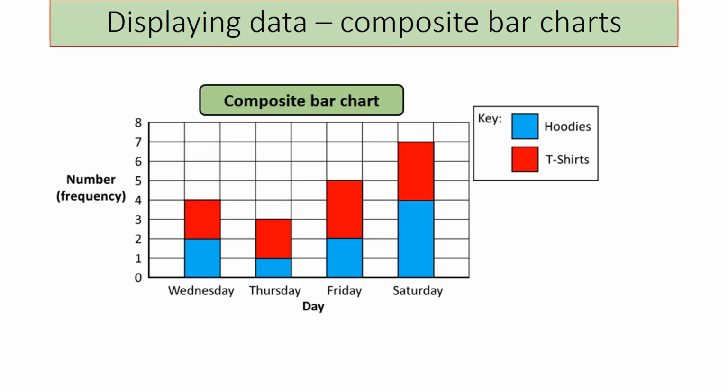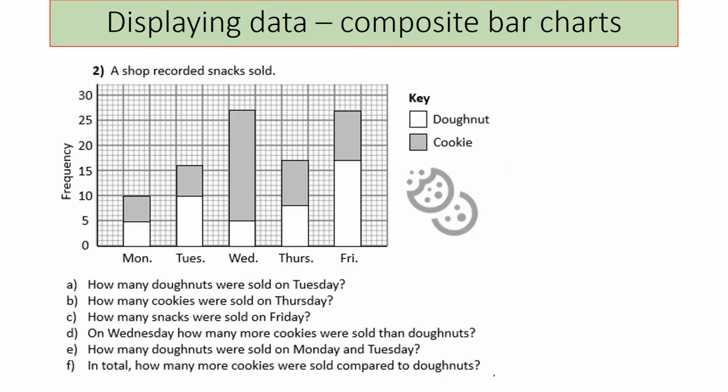So I've got hoodies and t-shirts, so I have a bar showing sales of hoodies and t-shirts, and you can see that I've got 4 days, but then I have hoodies and t-shirts for each of those days. Again, you need to remember to have an appropriate scale. Numbers need to be evenly spaced out. You need to have labels for both axes, etc. Also, you need to include the key. So let's have a look at one example.